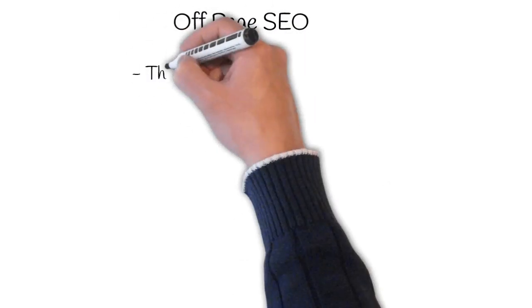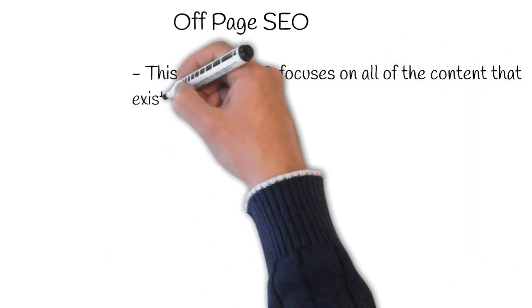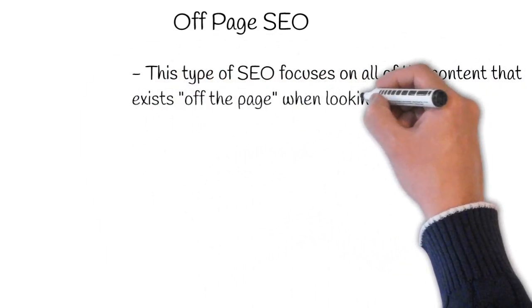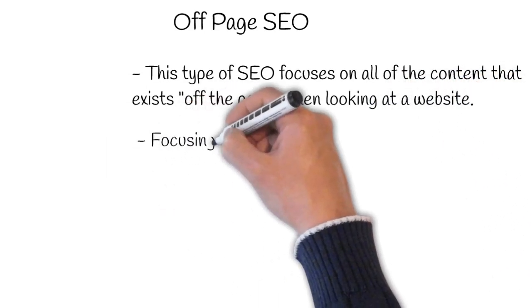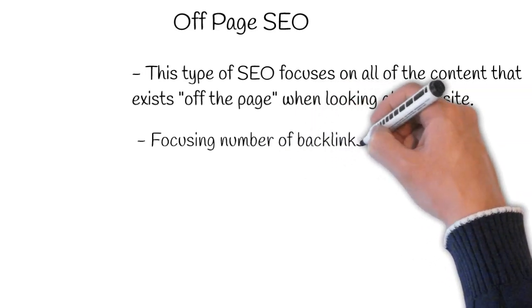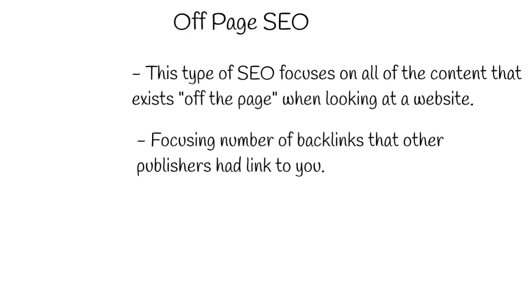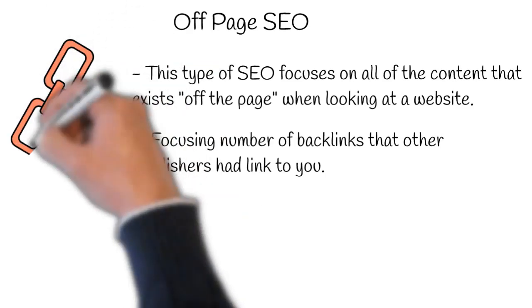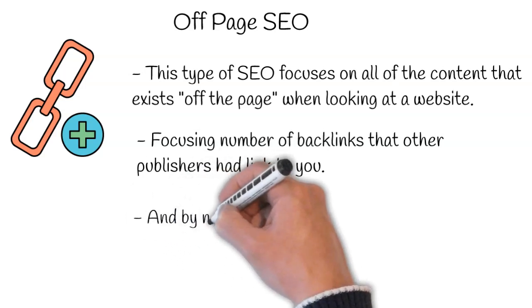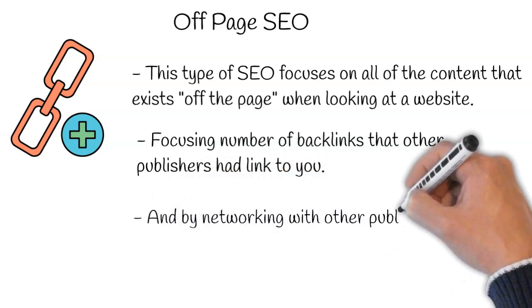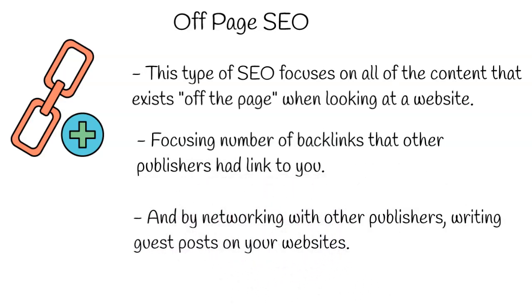Off-page SEO. This type of SEO focuses on all of the content that exists off the page when looking at a website. It is achieved by focusing on the number of backlinks or inbound links that other publishers have linked to you. And networking with other publishers and writing guest posts on their websites is also a good strategy.